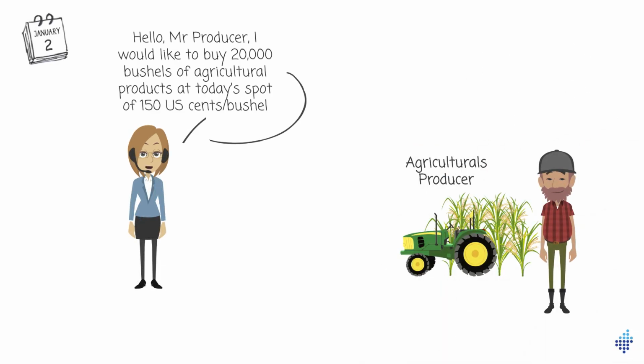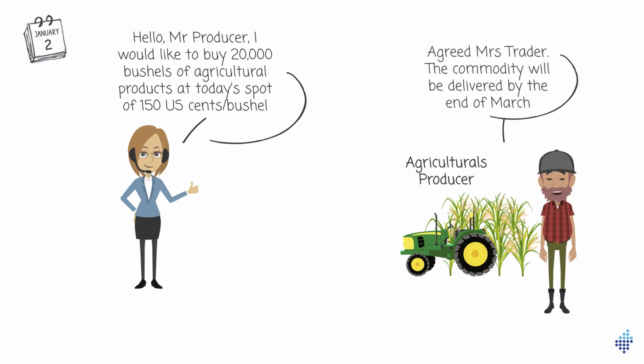Today, the 2nd of January, the physical trader buys 20,000 bushels of agricultural commodity at today's spot price of 150 US cents per bushel. The material will be delivered, and the payments done by the end of March.